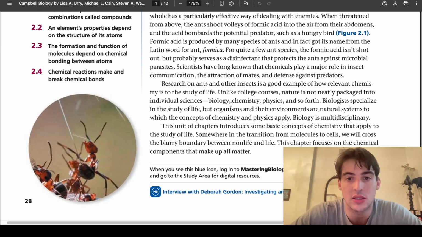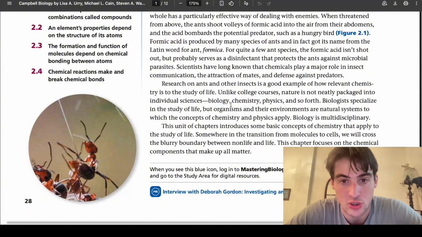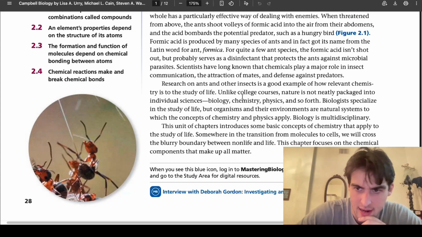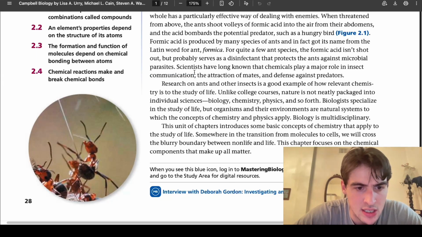Interesting. Scientists have long known that chemicals play a major role in insect communication, the attraction of mates, and defense against predators. All right, so insect communication, that's interesting. How do they communicate through chemicals? I'm guessing, I don't know. Is it like pheromones that they release into the air? Could that be one of them? Maybe. And then the attraction of mates, I'm guessing that's where pheromones come in.